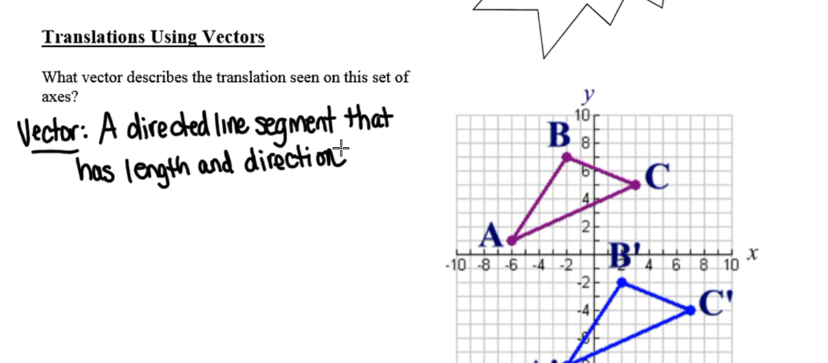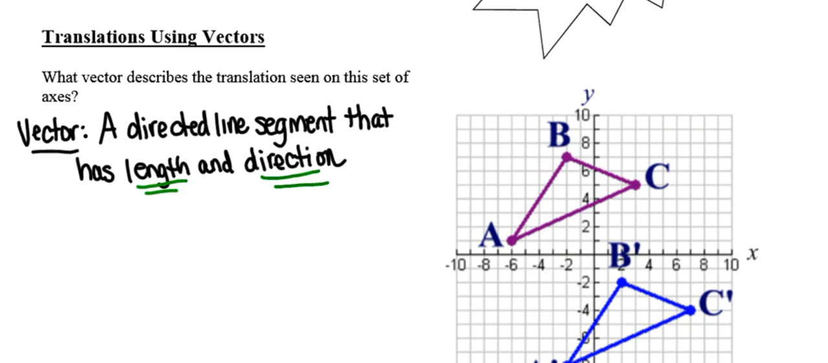Notice that this corresponds very nicely to the definition of translation up at the top of the page. We said that a translation moves something a fixed distance. Well, the fixed distance would be the length, and in a given direction. So that's why we use vectors in order to describe translations.